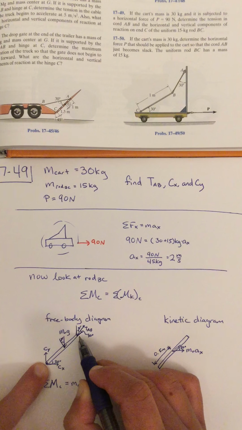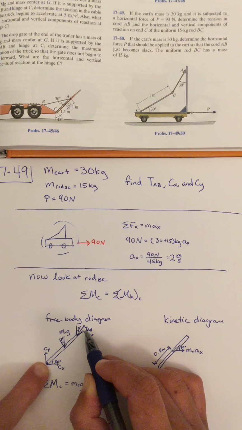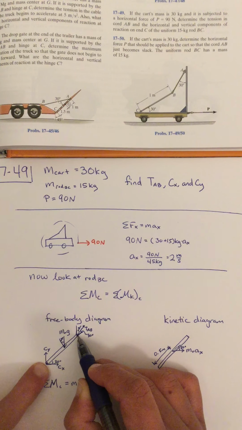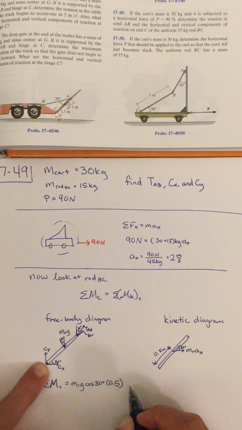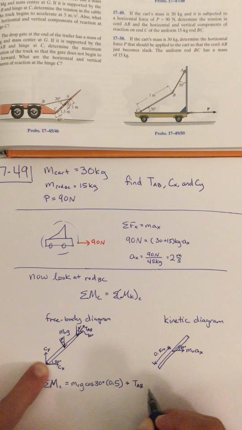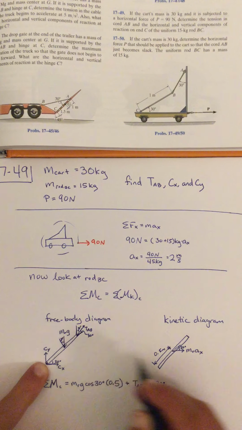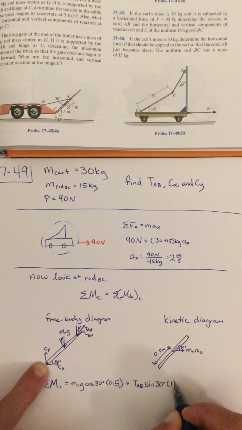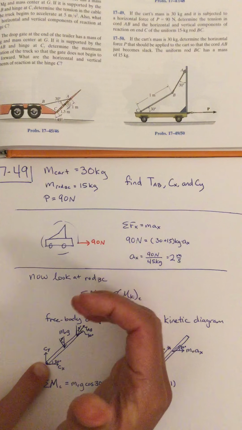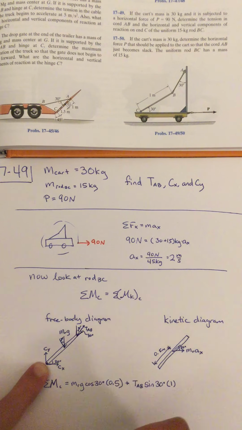And when you cross that with the force of tension, this component here would be the cosine component, which would give you 0 when you do the cross product. So you have plus the tension times the sine component, and then the distance from here to here is 1 meter. This force of tension would cause rotation in the positive direction. This would cause rotation in the negative direction, so that should be negative.